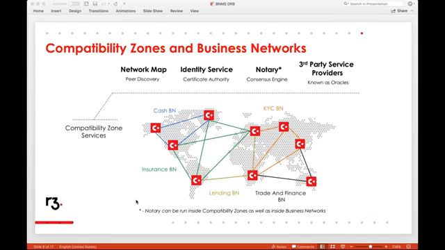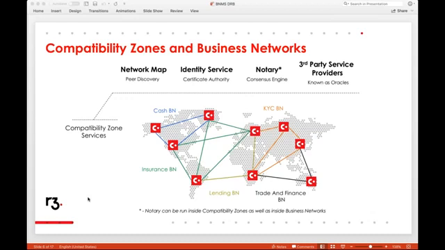provided by specific providers. So if I get it correctly, the business network is a subset of the compatibility zone. So the prerequisite is that all these nodes exist within the same compatibility zone, and then based on what CorDapps they are running, they would be compatible or not, and that would constitute a business network within the compatibility zone.